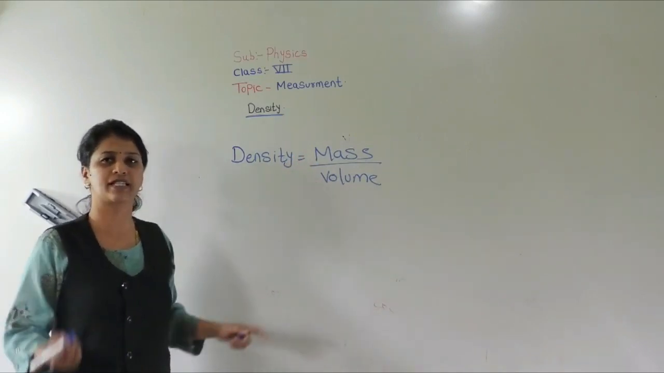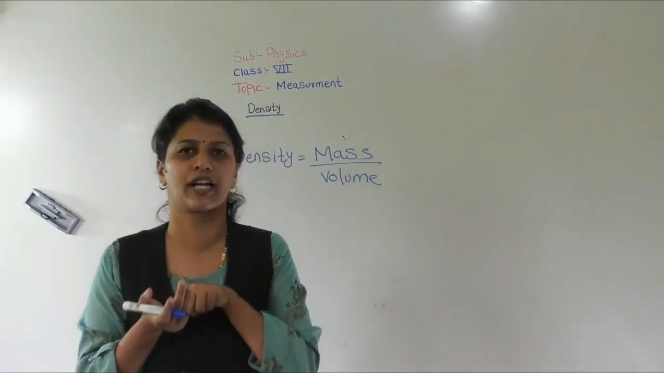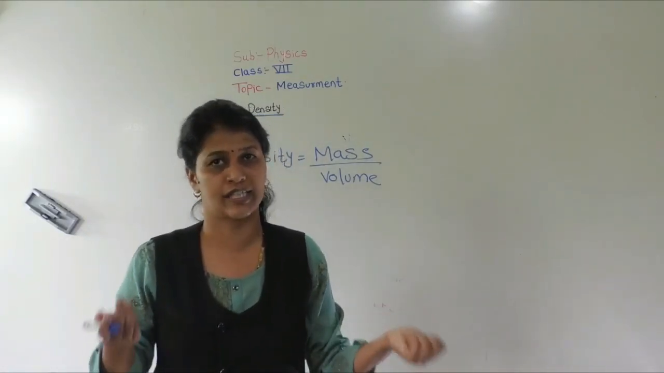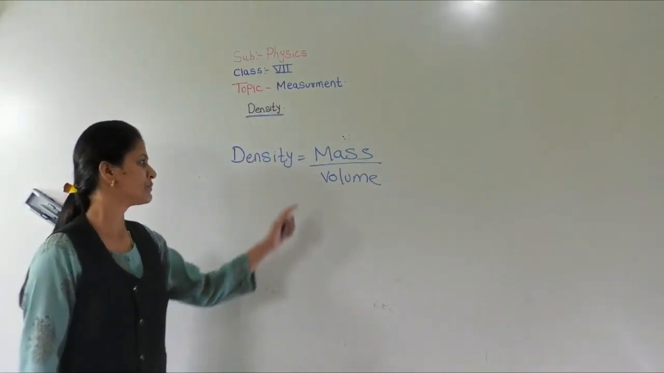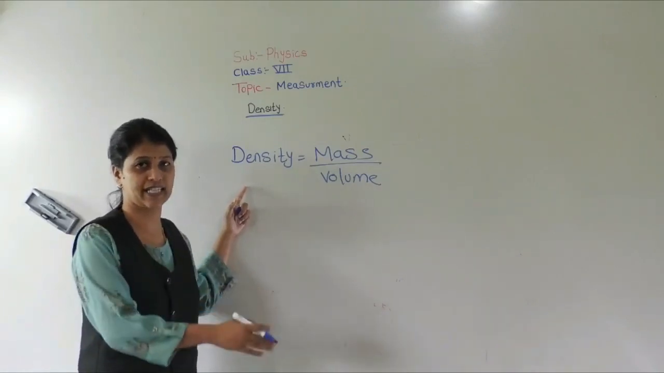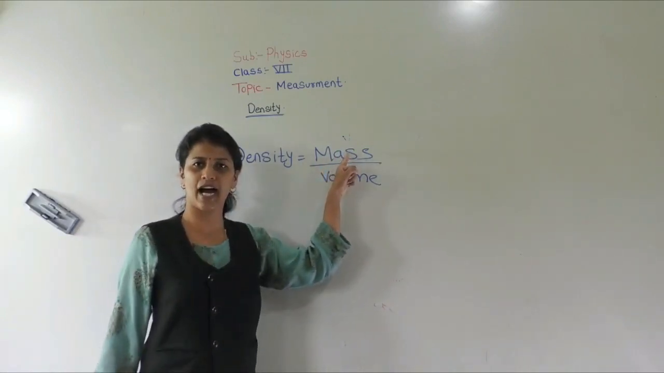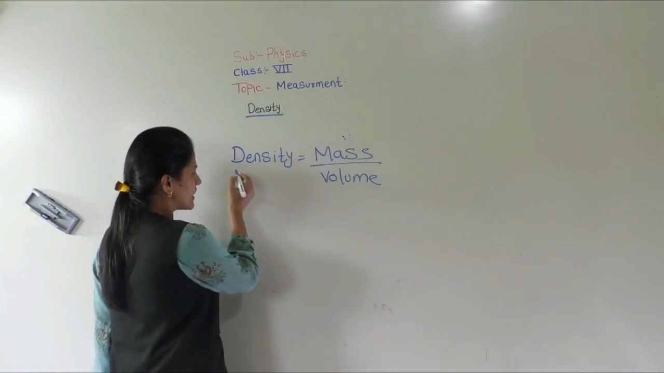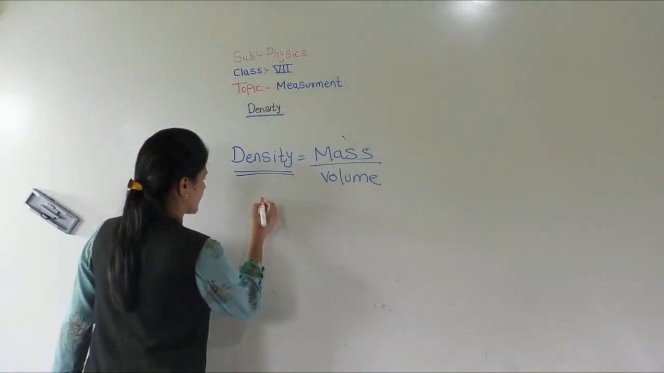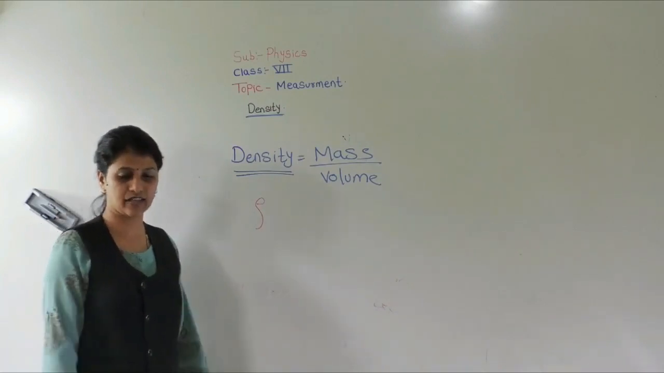Are you getting this? Now if you take any object in your hand, you will feel it. See, if I take an iron weight in one hand and cotton in the other, then whose weight will I feel more? Yes, of course, iron. Am I right? So how can you recognize whether it is heavier or lighter? By its density. So density is nothing but mass per unit volume. This density is denoted by this symbol, which is called rho.